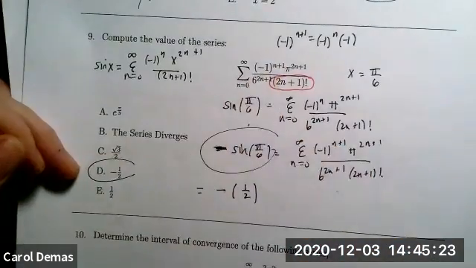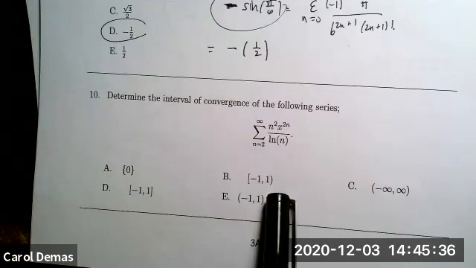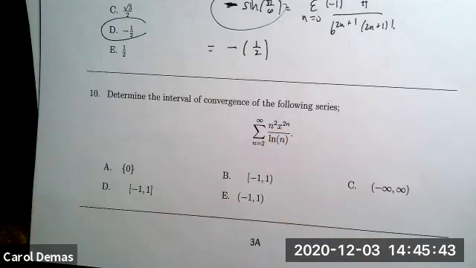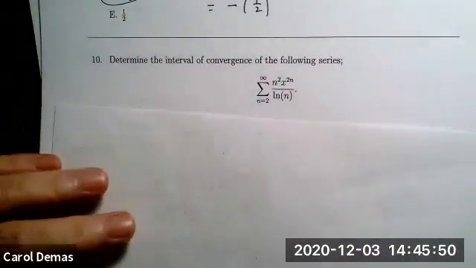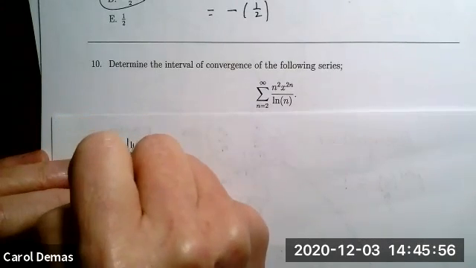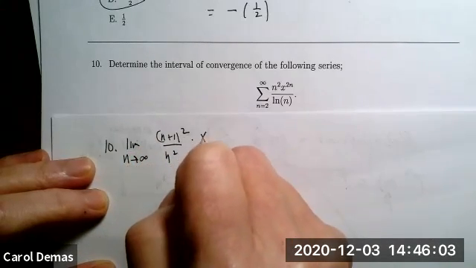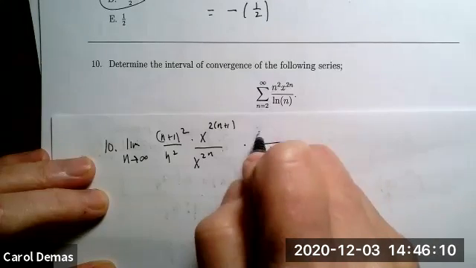All right. Okay, who's ready for number 10? You can go either way with a lot of it. If you've got factorials, ratio is better. Sometimes if you just have powers, root might be easier, but I'm going to do ratio for this one. So we've got the limit as n goes to infinity, n plus 1 squared over n squared, x to the 2 times n plus 1 over x to the 2n, and then log n plus 1 and log n.